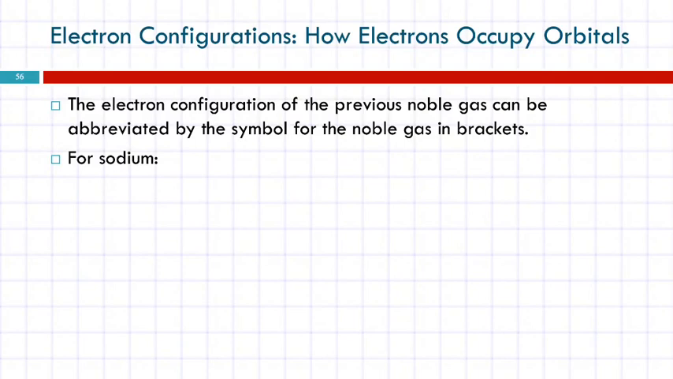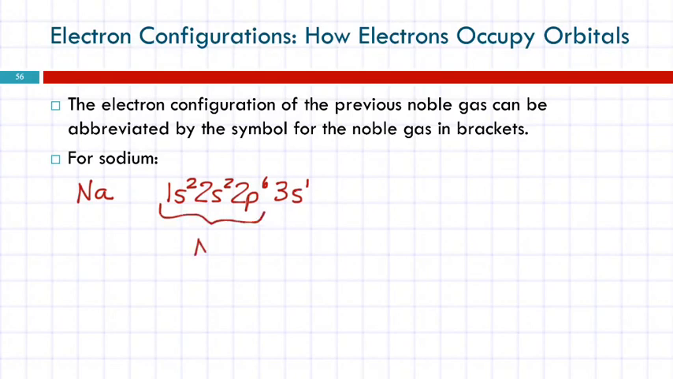So for sodium, the electron configuration would be 1s2, 2s2, 2p6, 3s1. And we can shorten that by saying, well, this part is the same as neon, right? So we can say, the electron configuration of neon, we indicate that by putting brackets around it, and then write the stuff that comes after that, 3s1.